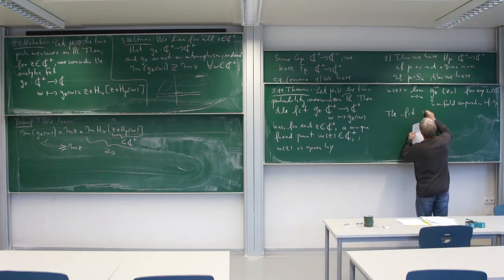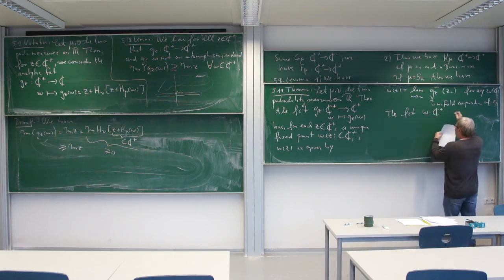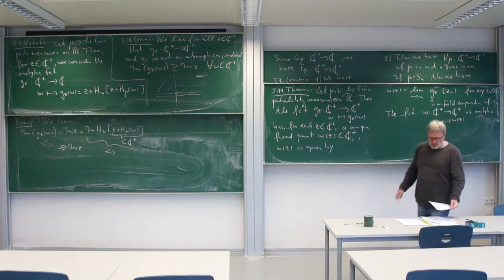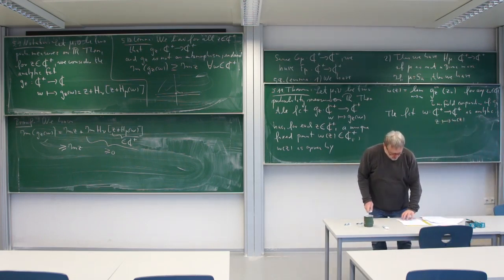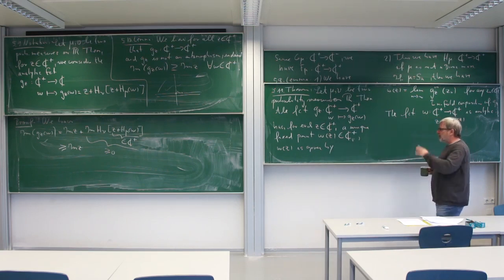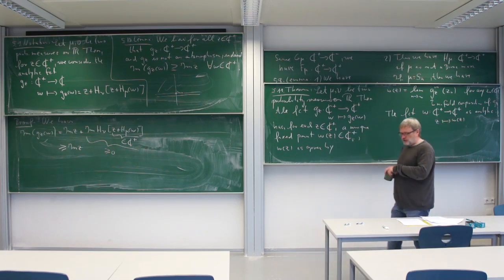So the function omega is now a function on C plus. For each Z, we have such a fixed point which lives in C plus. So this means Z now goes to omega of Z, and this function is also analytic. Okay, that's all we want, all we need. So that's a crucial theorem for establishing free convolution.